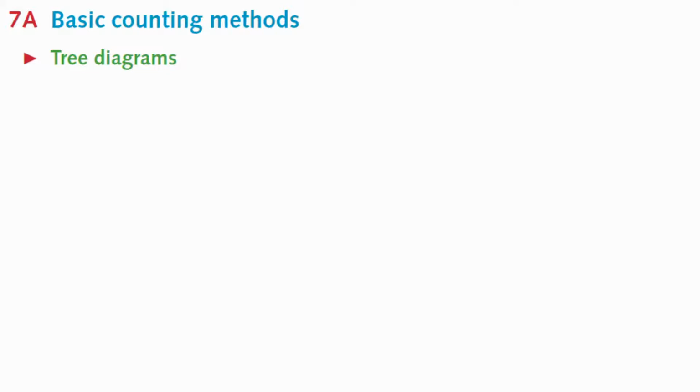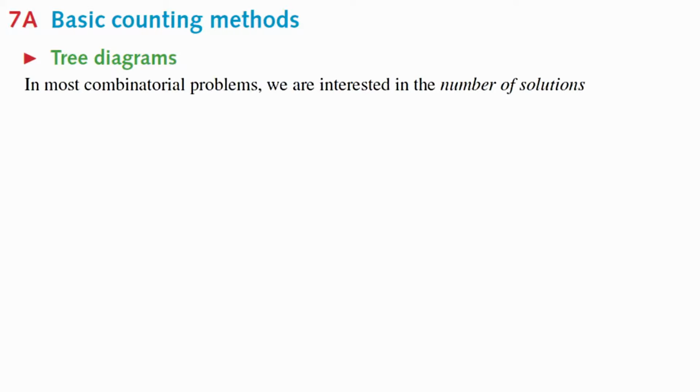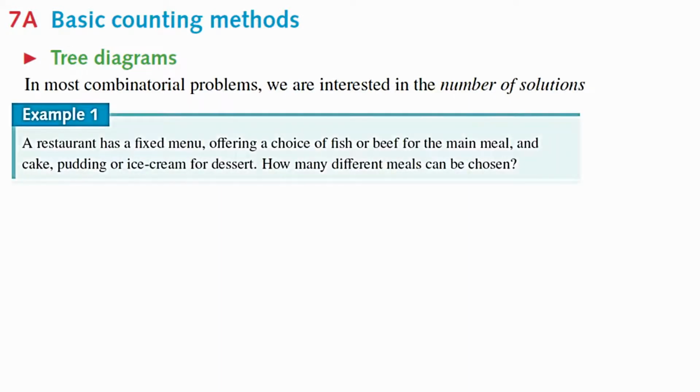So let's start off with basic counting methods, tree diagrams. Most of these combinations you can draw out. It's when it gets too complicated, like the one I just said, that drawing becomes an issue and we have to find better ways. But to start off with, we can find solutions by drawing them out. An example here would be: a restaurant has a fixed set menu, offering a choice of fish or beef. So you've got only 2 choices there, you either choose fish or beef as your main meal. And then after you choose your main meal, you have a choice of cake, pudding, or ice cream for dessert.